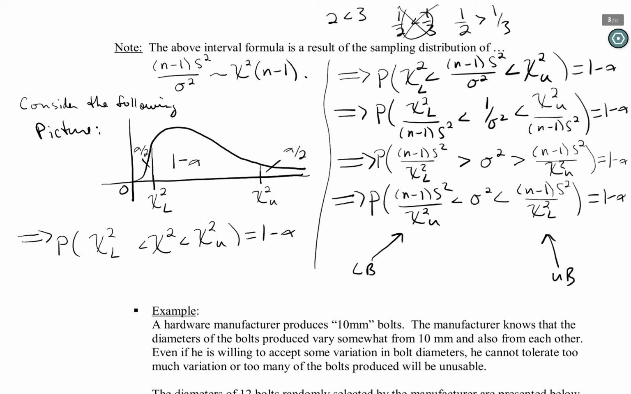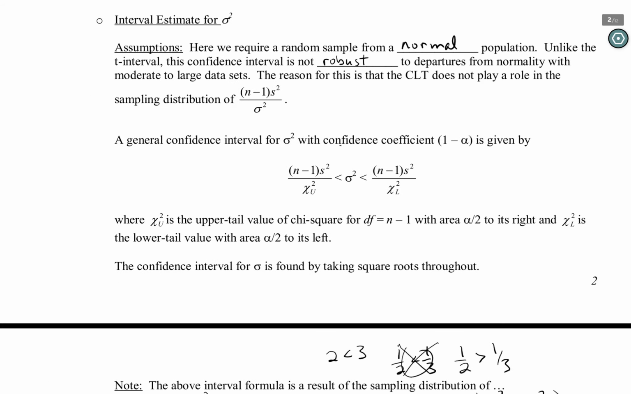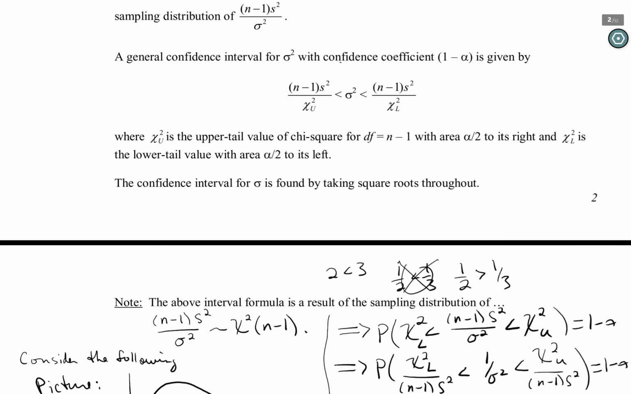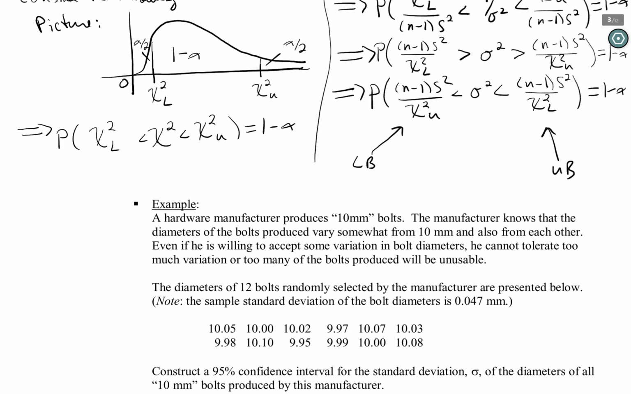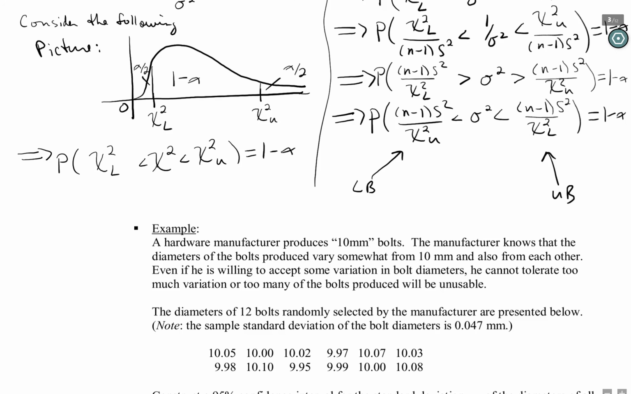And that's the derivation of it, and it ultimately started from knowing the distribution of n minus 1 times s squared over sigma squared. Okay, I do want to make a statement here. I believe I skipped it earlier in the video, that a confidence interval for sigma is found by taking square roots throughout the interval. So if I want a confidence interval for the standard deviation of the population, I'm going to take the square root of this quantity here and of this quantity here.